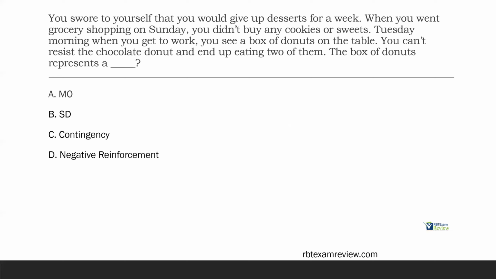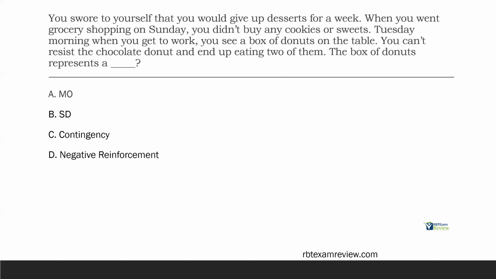All right, so you're on a diet, you gave up desserts. You might want the desserts, but in order to eliminate that reinforcer, you don't buy any at the store. So there are no reinforcers or sweets at your house. But when you get to the office, what do you see? Oh, you see a bunch of reinforcers. So is that box of donuts an MO, an SD, a contingency, or negative reinforcement? Well, they're not negative reinforcement. We know that. They're not a contingency. There's no if-then going on. You just saw the donuts and you ate some donuts. So your behavior was what?